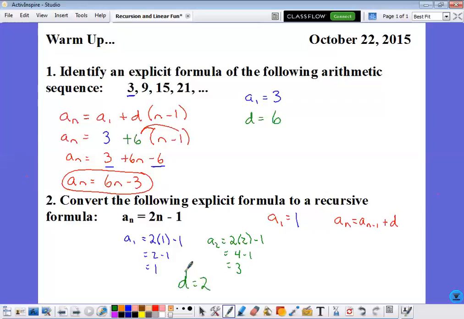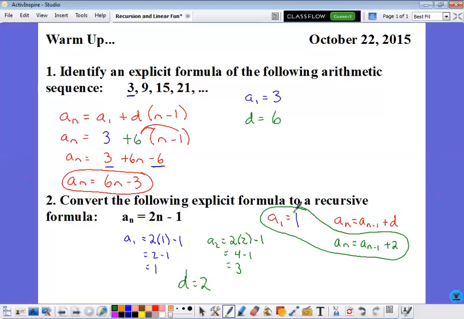So now that I know that my first term is 1, which is necessary in order to be able to use a recursive formula, we have to identify the first term. And I know that my d value is 2. I can simply plug in my d value and we're finished. So a sub n equals a sub n minus 1 plus 2, because that's our d value. So a recursive formula has those two elements. The formula itself, which we've just written out by finding our d value, and then you have to identify the first term in order for us to be able to use it.